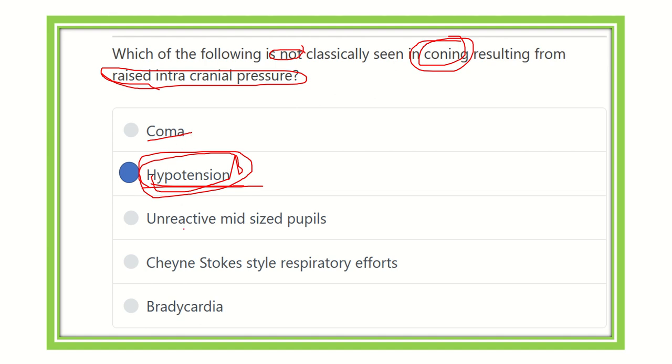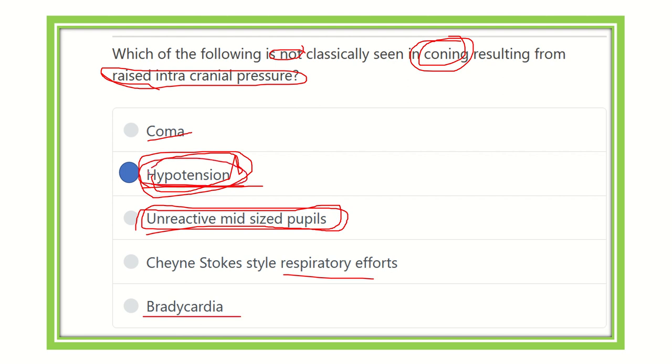and even death. Unreactive mid-sized pupil is also true, because we know that the light reflex and other reflexes also become compromised, because the pathway goes through the brain. Then Cheyne-Stokes style respiratory effort is also true, and bradycardia is true, and hypertension is the one that is not true regarding raised intracranial pressure.